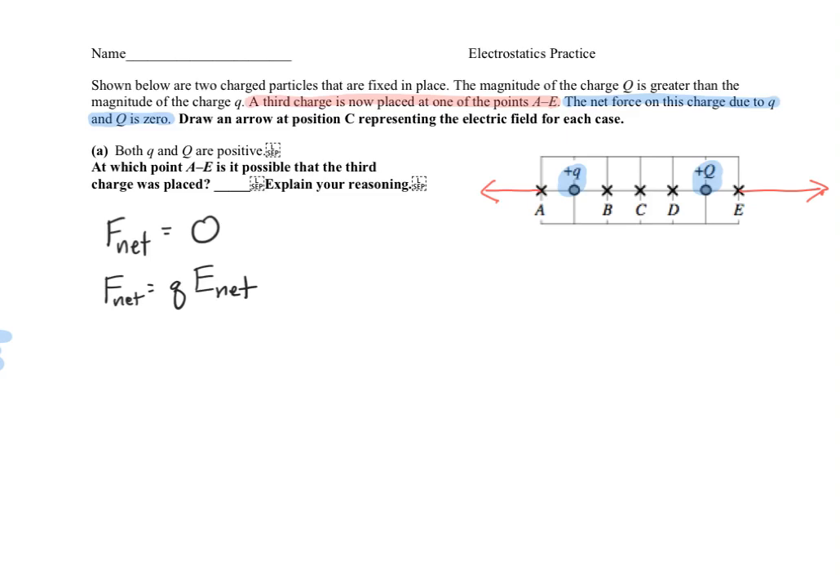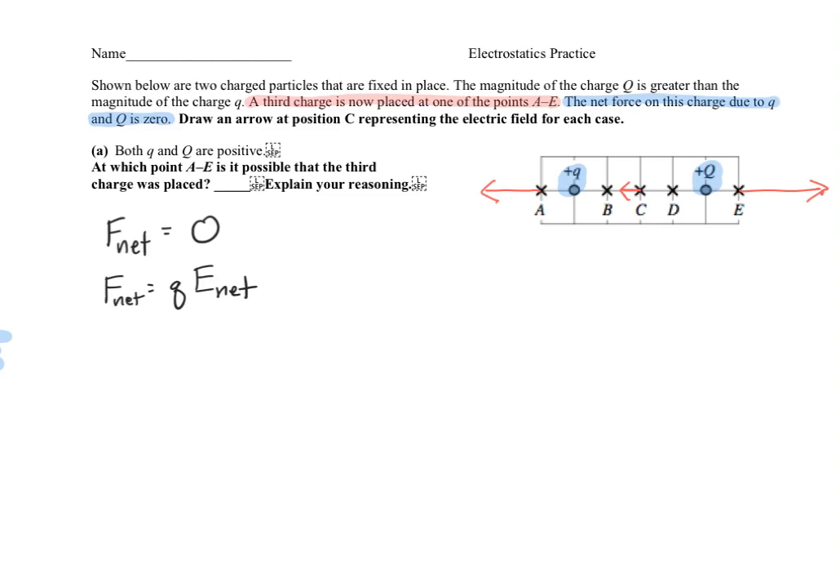And in between, if anywhere in between here, the field from the left charge will point to the right, and the field from the right charge will point to the left. The trick here is noting that because the capital Q, the right charge, is bigger than the left charge, it's going to create a stronger field at equal distances. So at point D, the field from the right charge is going to overpower the field from the left charge, and we're going to end up with some force to the left, away from the bigger charge.